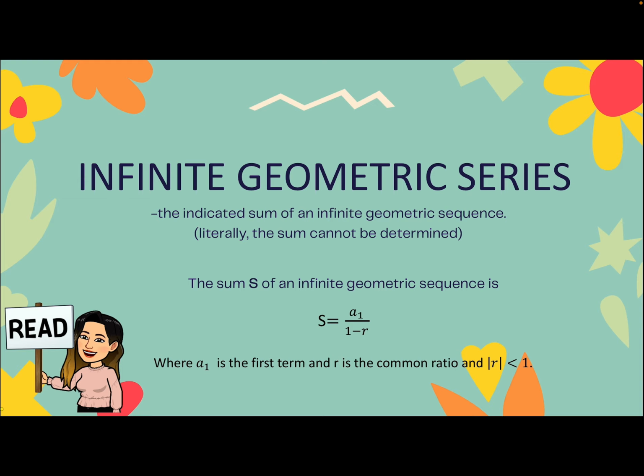And the absolute value of R is less than 1. Okay? So, kailangan daw yung maging value ni R is less than 1. Hindi siya pwedeng maging greater than 1. So, laging less than 1. The value of the common ratio is less than 1. That's the condition here in infinite geometric series.